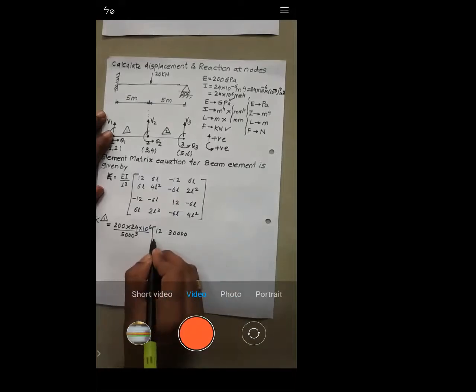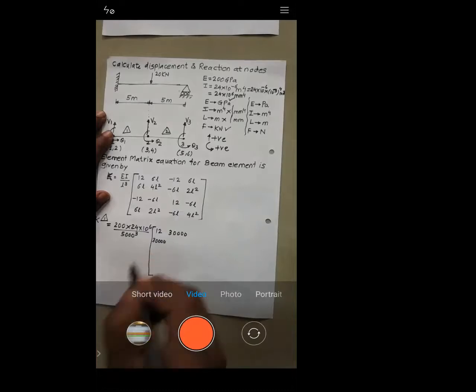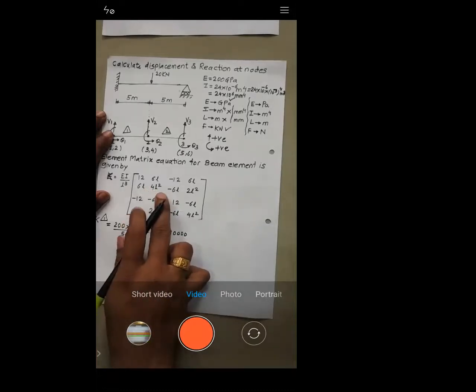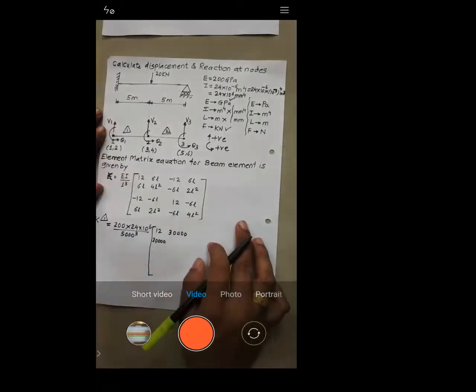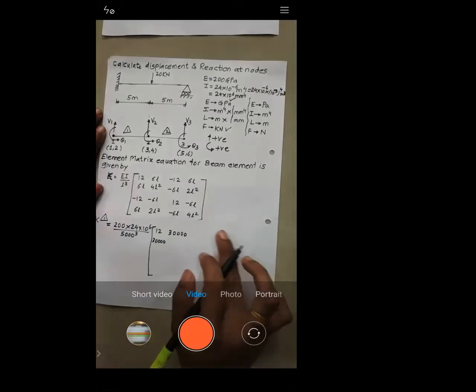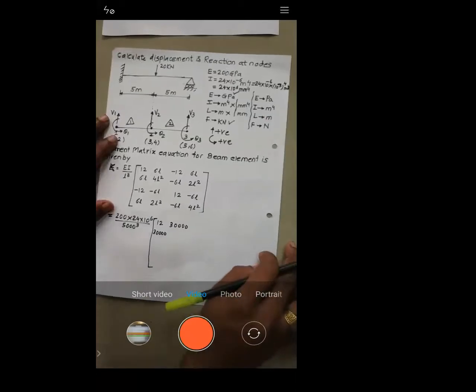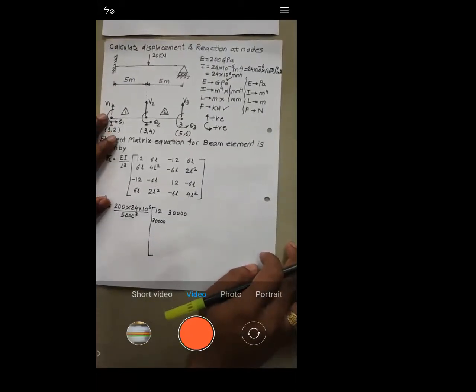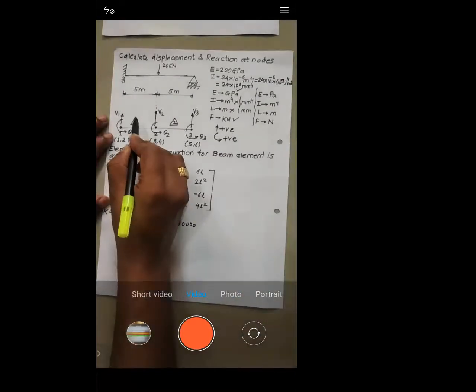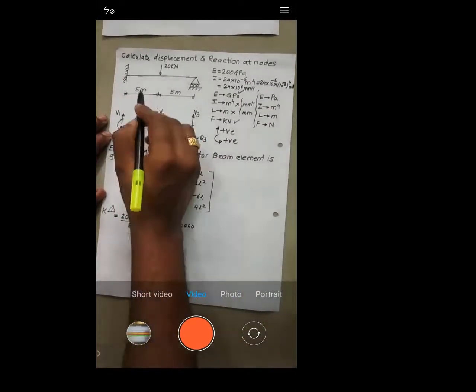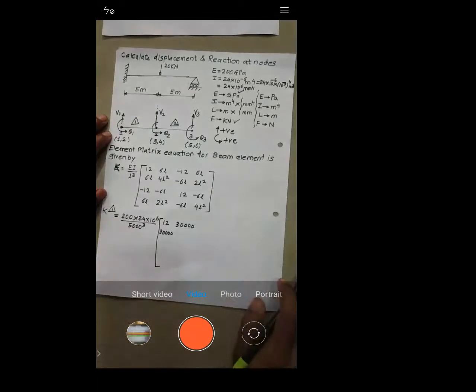Next, here it is again 30,000. And 4 into L square. Length is 5,000. Okay, 4 into L square, that is 4 into 5,000 square. Tell me. So will we not take the length of the whole element in place of L? No, we are talking about element number 1. We are writing the stiffness matrix for element number 1. So its length is 5 meter, that is 5,000. Okay. So tell me, 4 into 5,000 square.